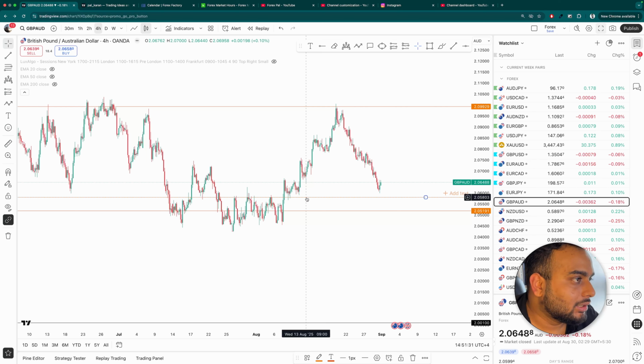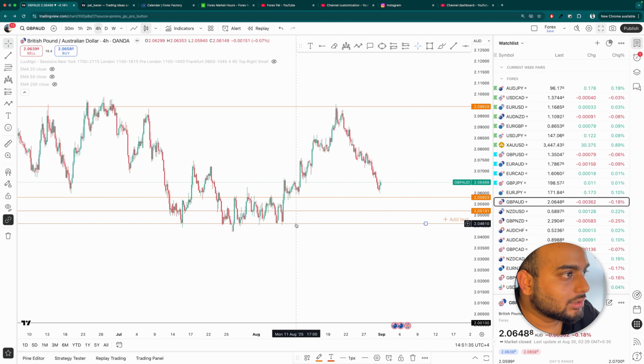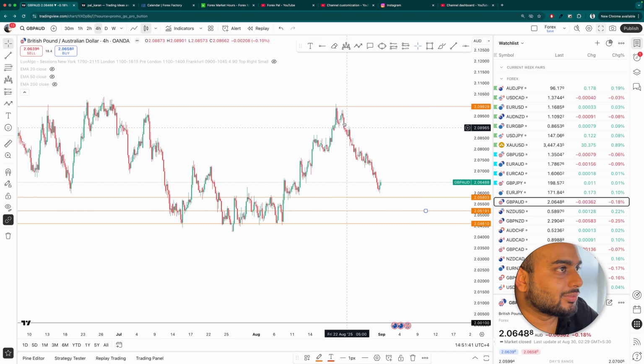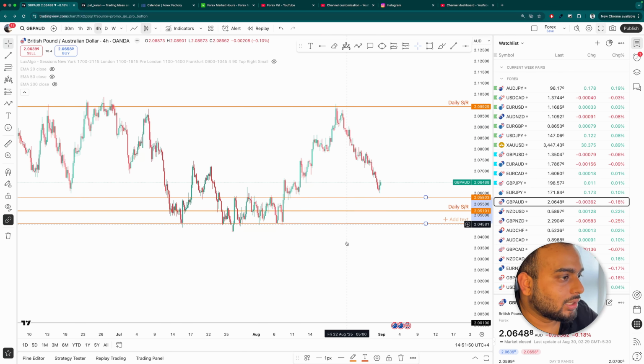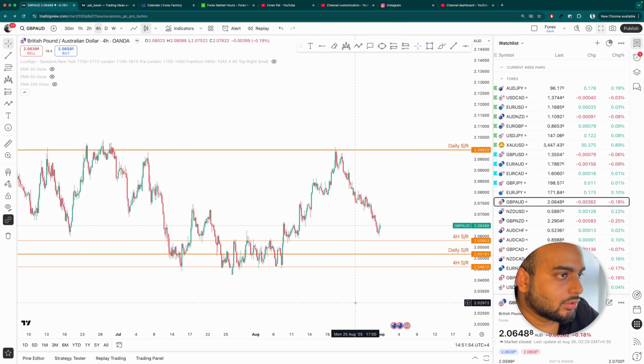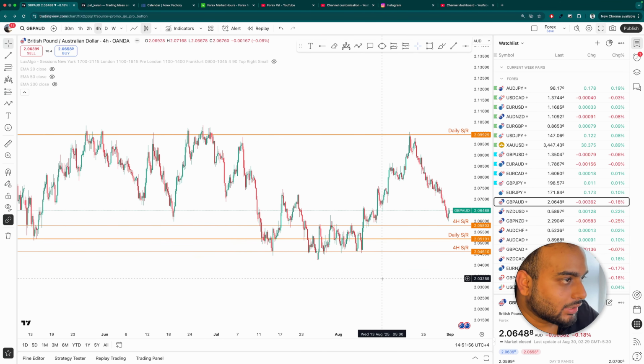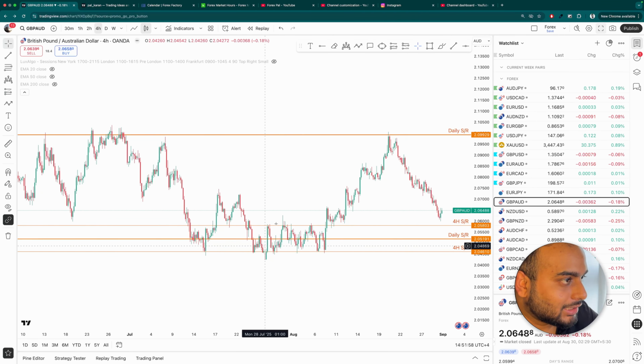If you see right here, the price has moved in a range on smaller time frame. Let's first of all rename these. Let's call them daily SR, and these are the 4 hours. This is to avoid confusion. Okay, so on 4 hour, the price has been ranging like this.